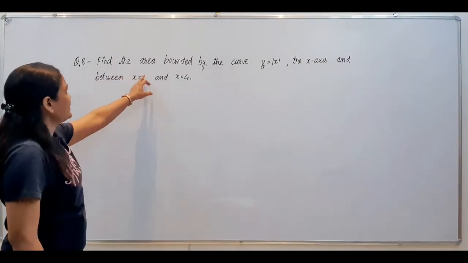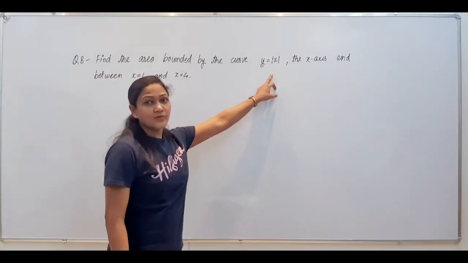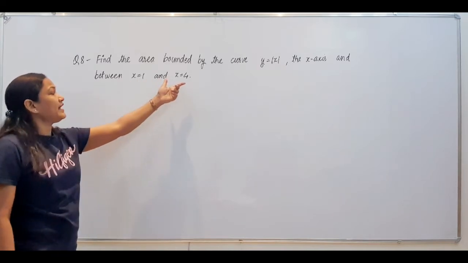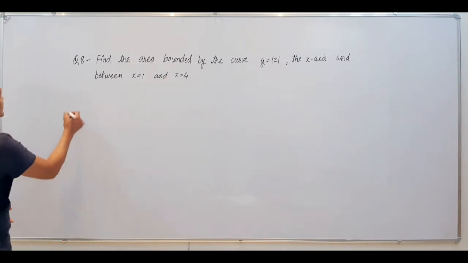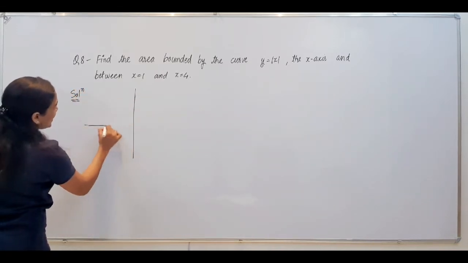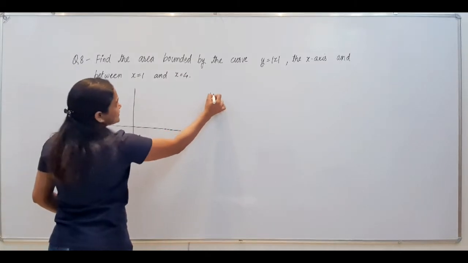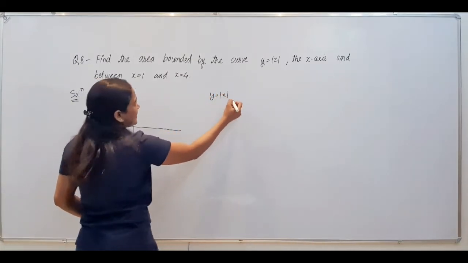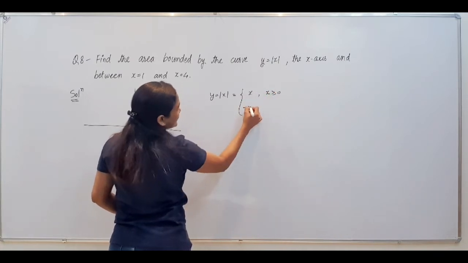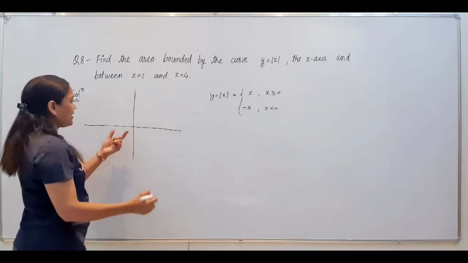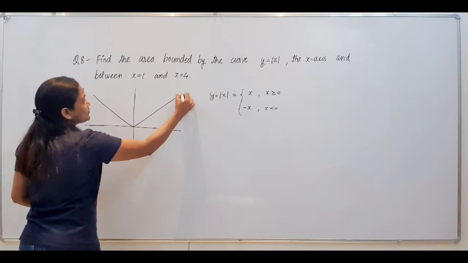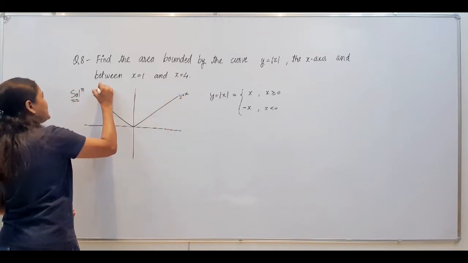Your 8th question is find the area bounded by the curve y is equals to modulus x, x-axis, and you are also given the two lines x is equals to 1 and x is equals to 4. Let us find out the bounded region. आपका जो फर्स्ट कर्व है y is equals to modulus x, that can be written as positive x when x is greater than equals to 0 and negative x when x is less than 0. तो आपका कर्व कुछ ऐसा आ जाएगा मॉड्यूलस x कर्व, y is equals to x and y is equals to minus x.